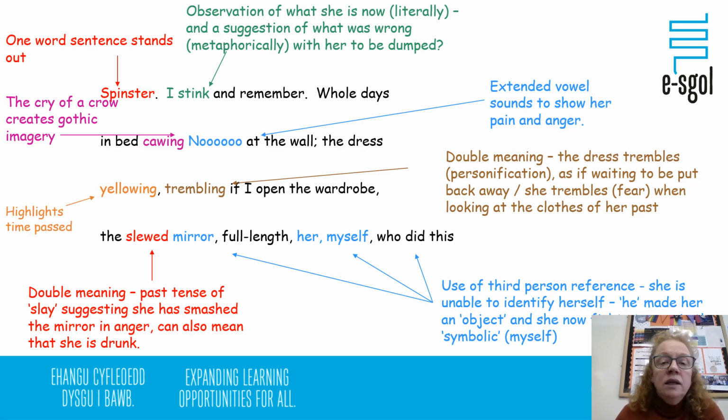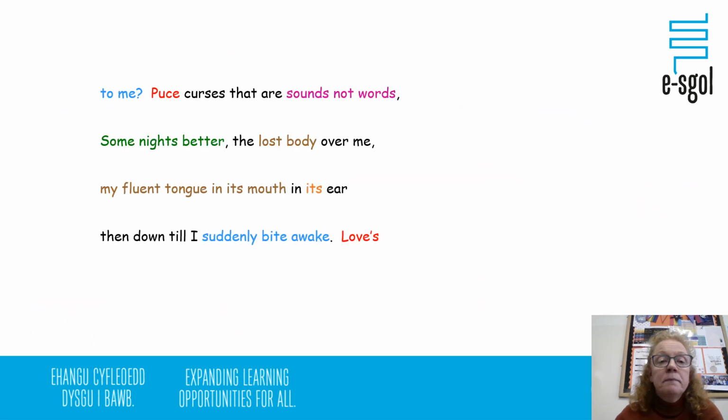And you've got the idea of the dress turning yellow, which is aging. So the dress is no longer white, it's turning yellow with age. So it's been a long time since she's been dumped.